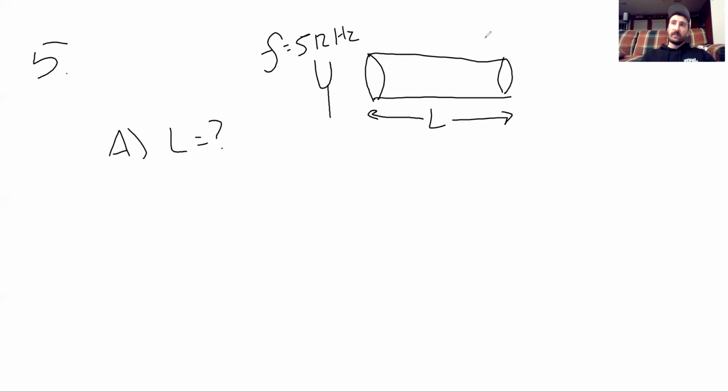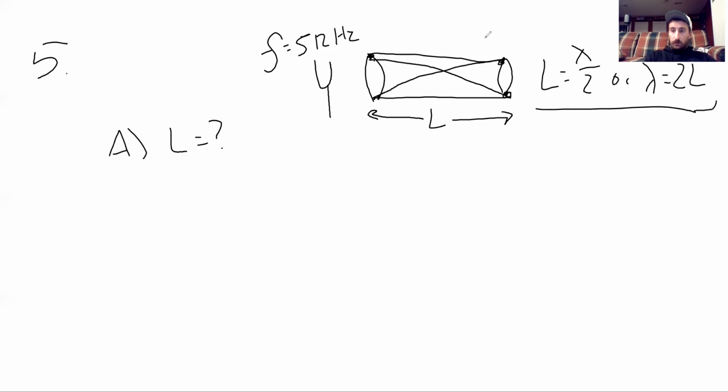So for the fundamental frequency, we know it has to start at an antinode and end at an antinode. So the fundamental frequency would look something like that. Antinode, something like that, all right? So if I do this, I know that that's half a wavelength, right? So I know the length equals wavelength divided by 2, or you can write it as wavelength equals 2L. There's the equation we're going to use.